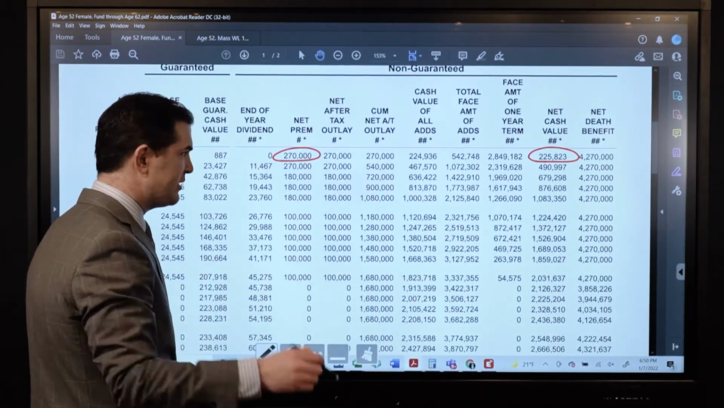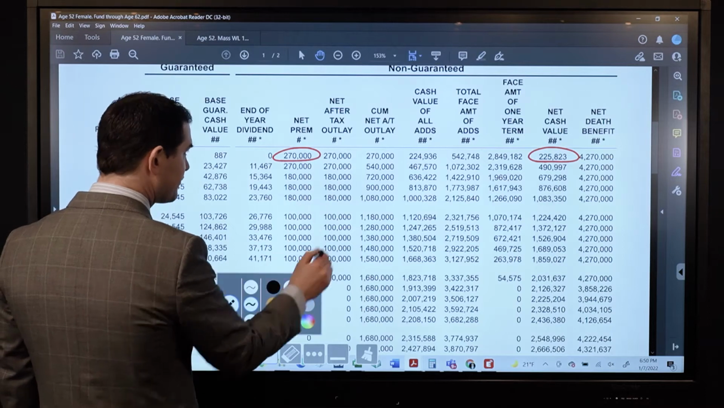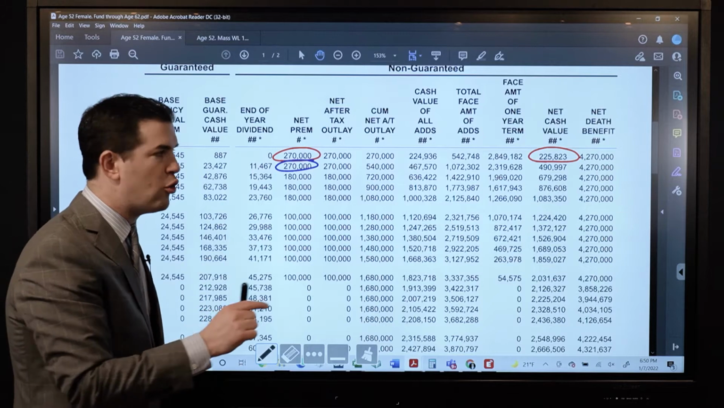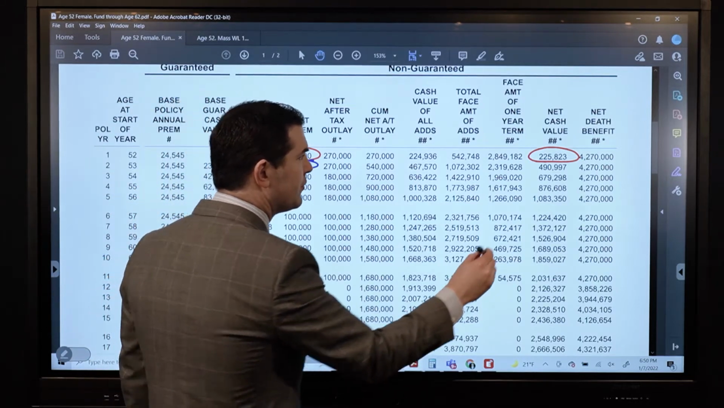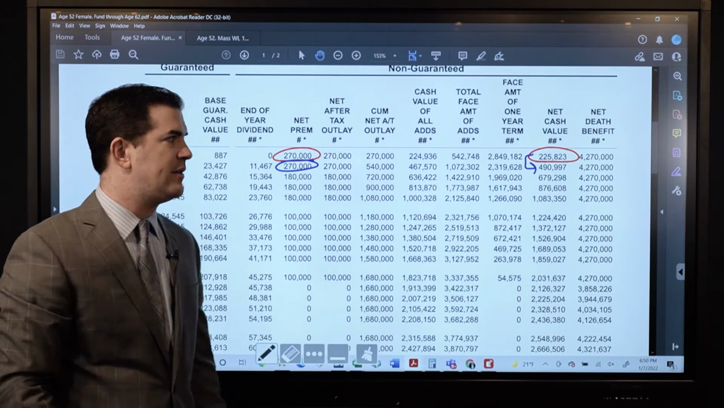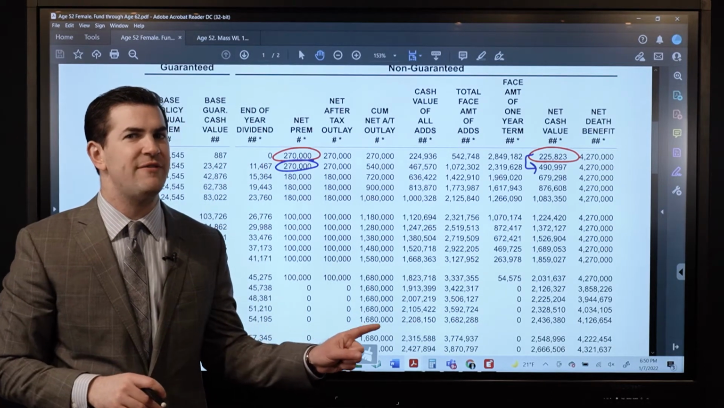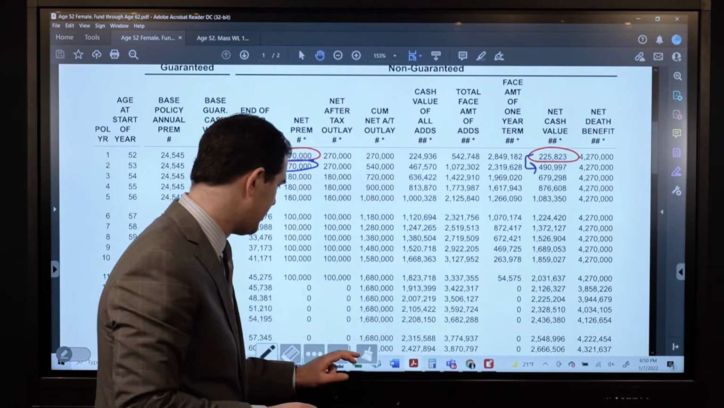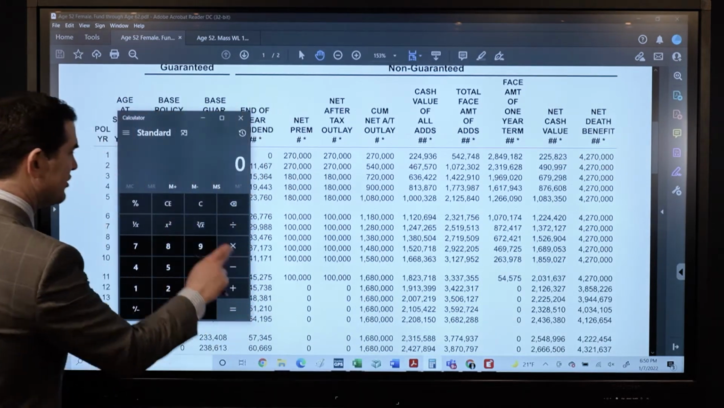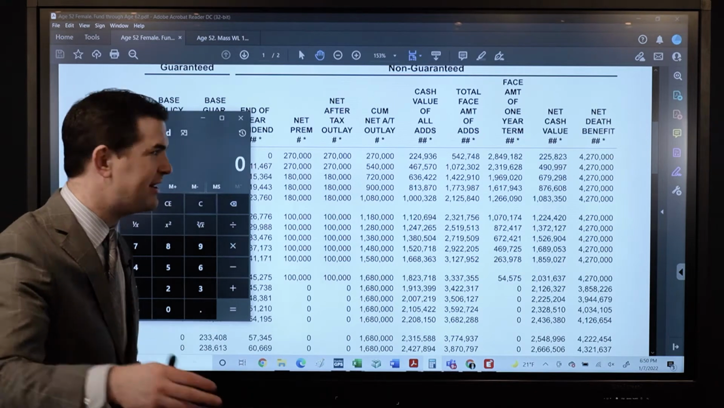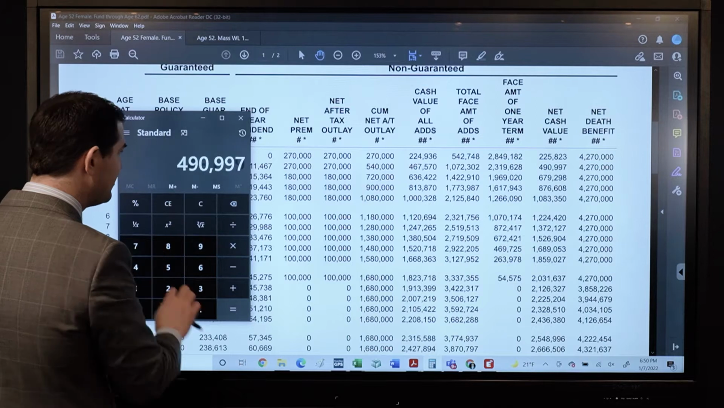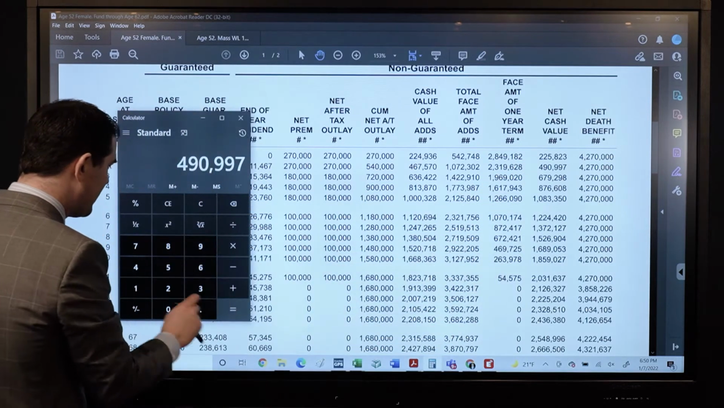But here's where I'm going with this. Year 2, she pays in 270. What's the cash value grow by when we look at it over here? 225 to 490. That's about 265 if you do the math there. You know what? I was the kid in school when my teacher or someone else would say that, and I would always appreciate it when I had that teacher that went through the numbers. So what you could do here, take the 490, 997, minus the 225, 823.